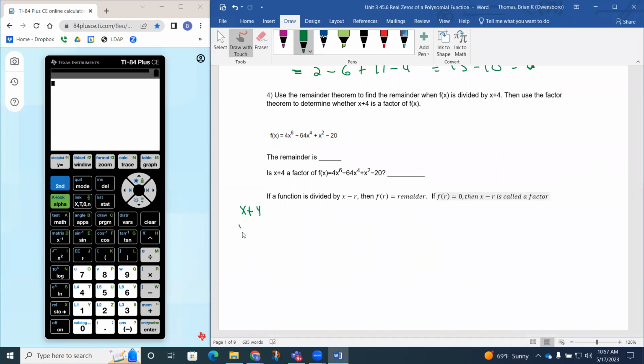Notice how I can write this as x minus a negative 4. That's the same thing as x plus 4. So notice that r is actually the opposite of this. So r is always going to be the opposite of what's being followed here. So if you see a plus 4, it's actually going to be a negative 4. If you see a negative 4, it's actually going to be a positive 4. So notice how our r is actually going to be this 4.